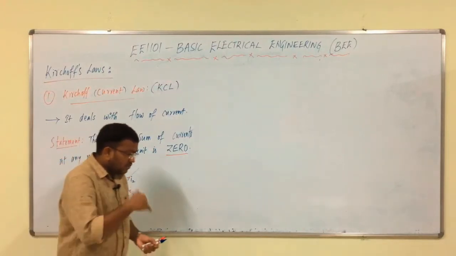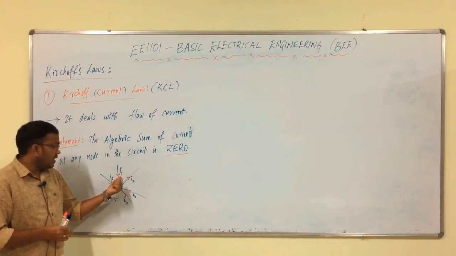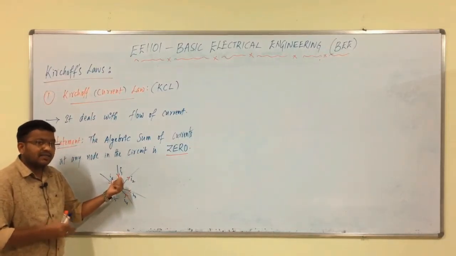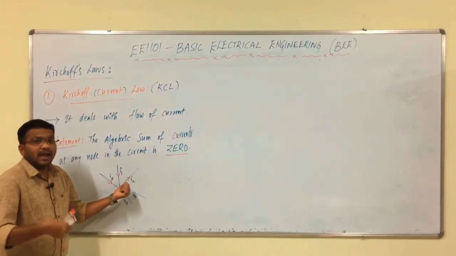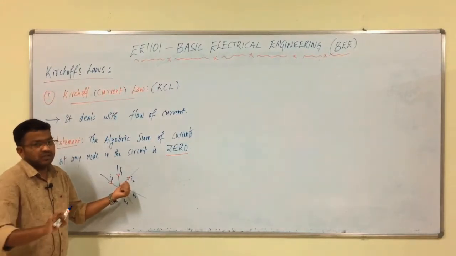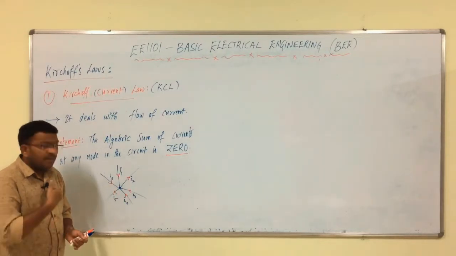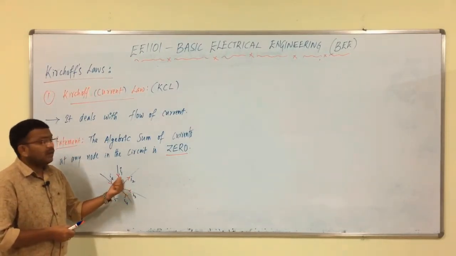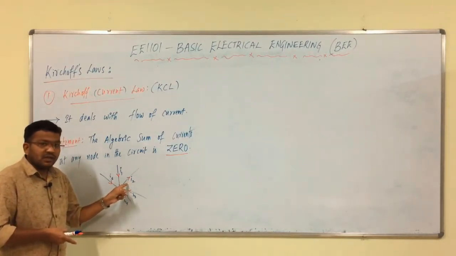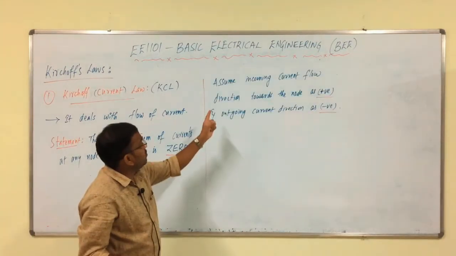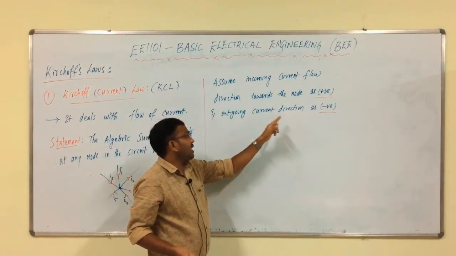Our assumption is that we can assume our own direction. Here the incoming current direction can be considered as positive, and the outgoing current direction from that node considered as negative. This assumption is your wish, whether it is positive or negative. I am considering the incoming current flow direction towards the node as positive and outgoing current direction as negative.